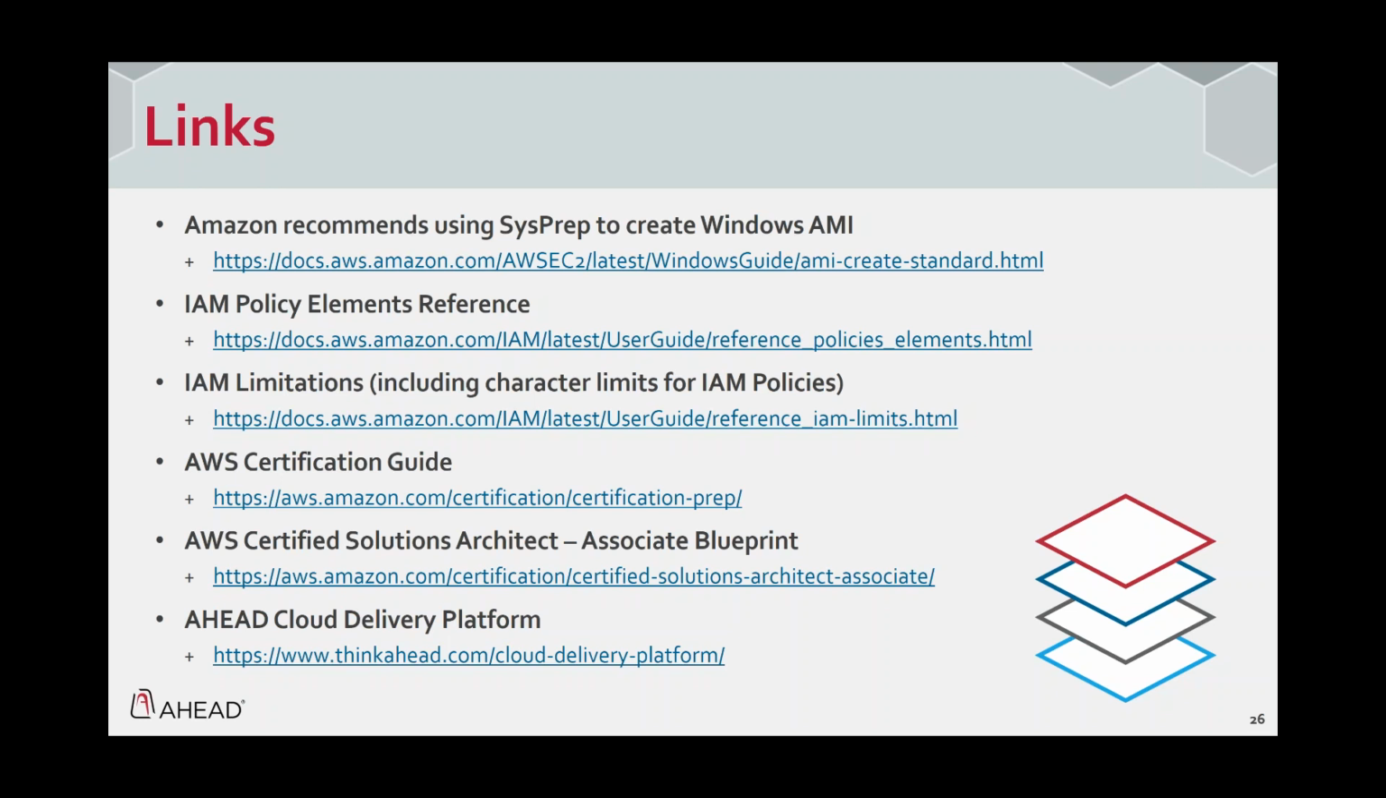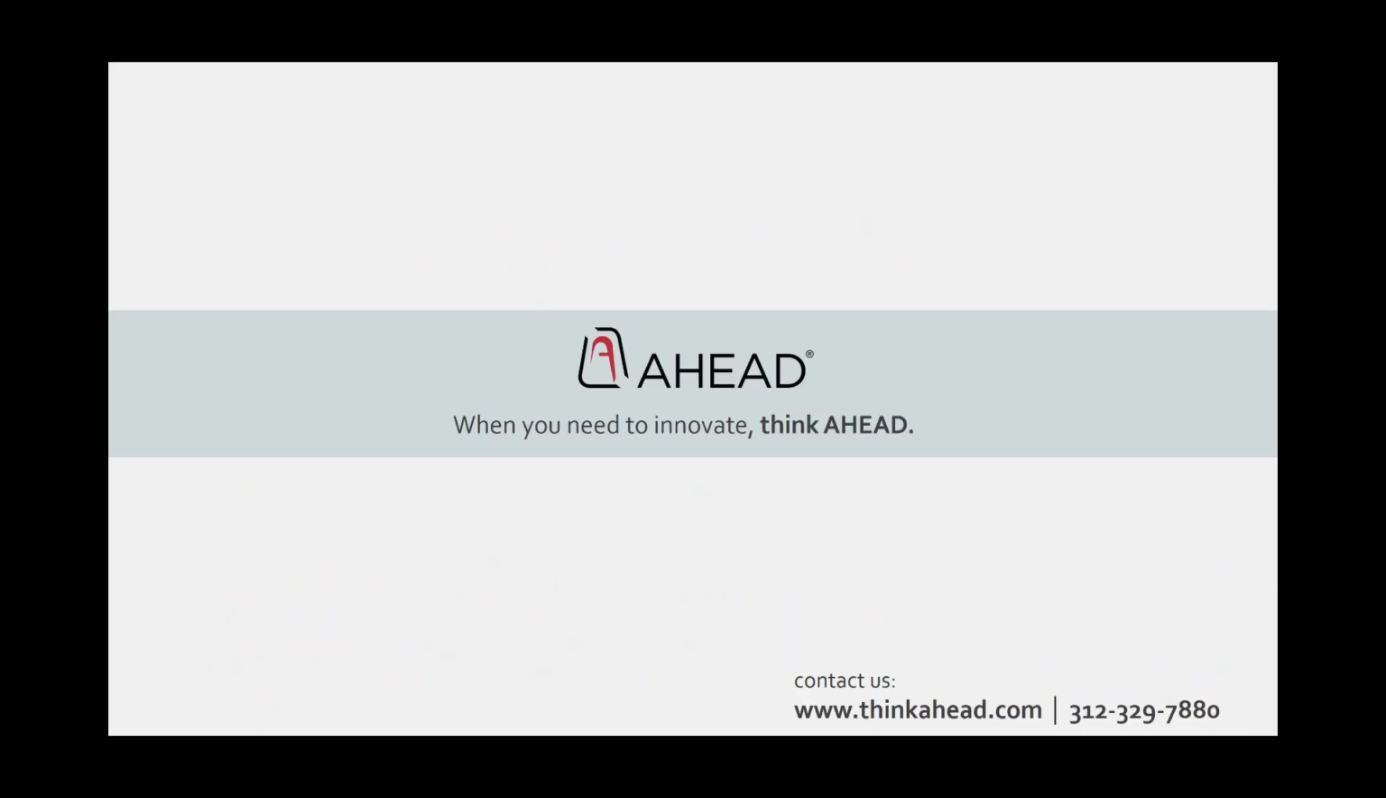There are some IAM limitations, including the character limit for IAM policies. It's pretty high, like 2,000, 4,000 characters within an IAM policy, and they don't count white space on that either. Then, back to more of a generalization, the AWS certification guide that we talked about, the blueprint, and then a link to our cloud delivery platform that we have here at Ahead. So really that's about it.